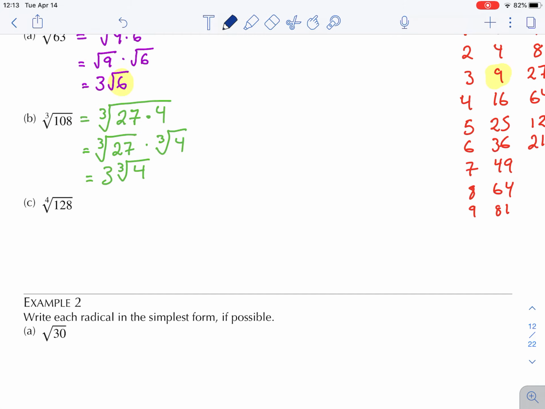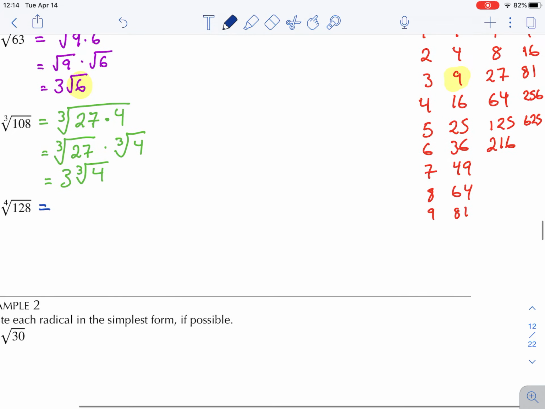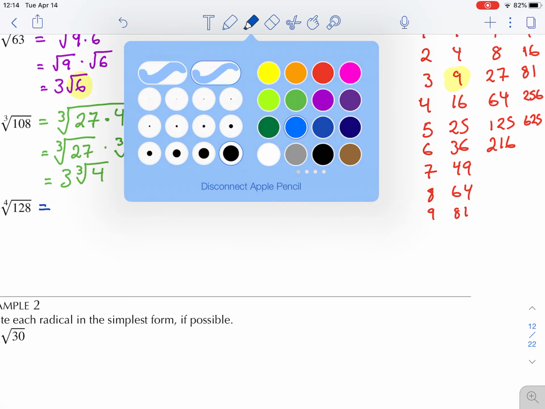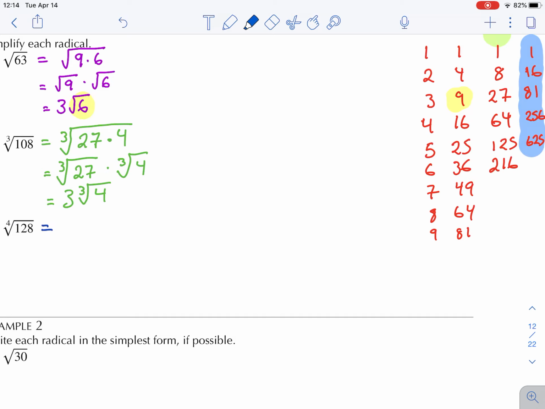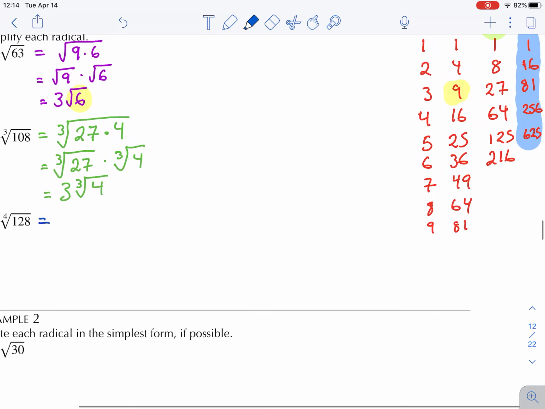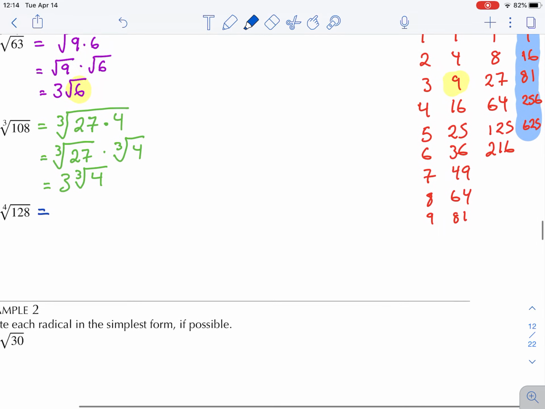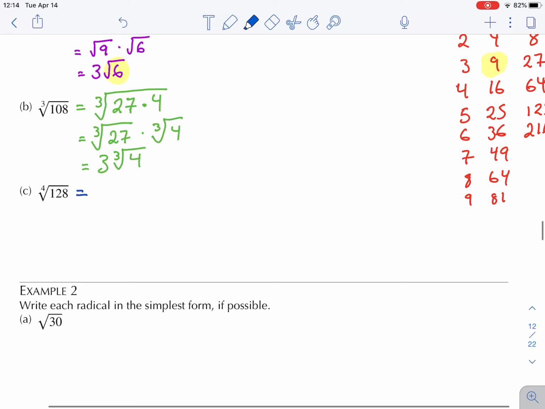Last one we're going to look at now is the fourth root of 128. So now I need a list of the perfect quartics. So I've got a list drawn up over here. And there's very few options for 128. I have to check 1, 16, 81. I know 81 can't go into 128, so my only option is 16.